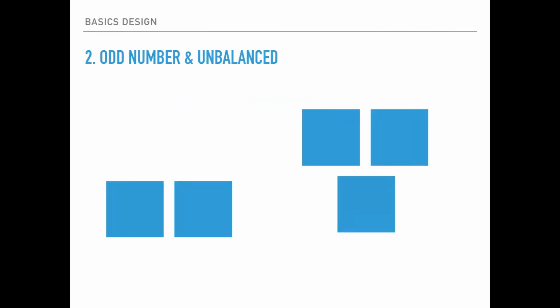The next element of design is odd numbers and unbalanced. So these are just some simple shapes, but why is the one on the right more exciting than the one on the left? Well, what would happen if they were bricks? If they were bricks, the one on the right might fall over and land on your foot. So there's a little bit of danger there. So your brain is more interested in objects that have the potential to cause danger.